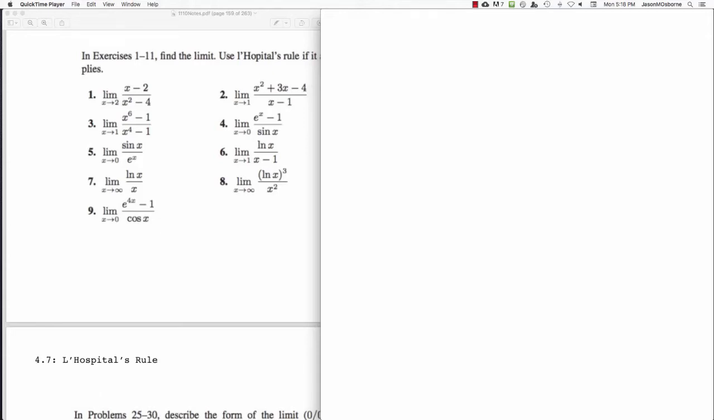In this video, we take a look at section 4.7, which is a section on something called L'Hopital's rule. It's pronounced L for Lope, and then more like L'Hopital's rule. And it's essentially a method for going back to computing limits.